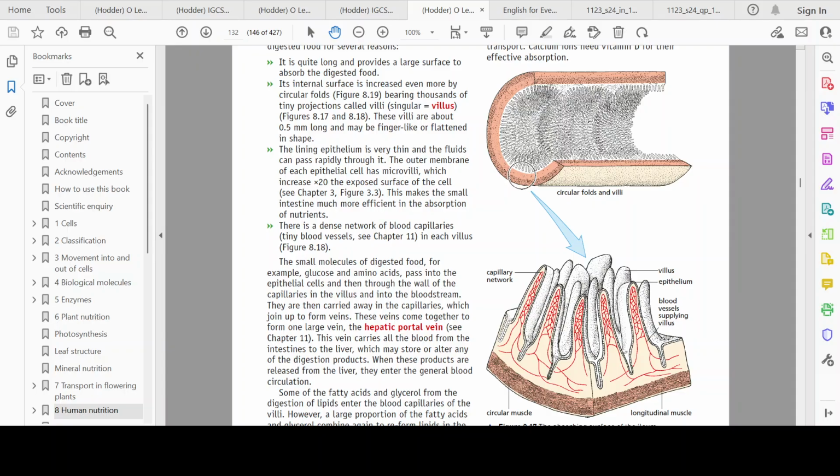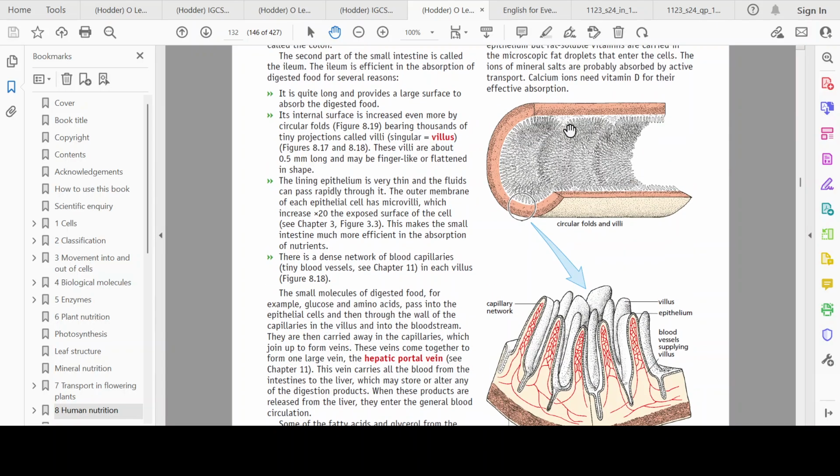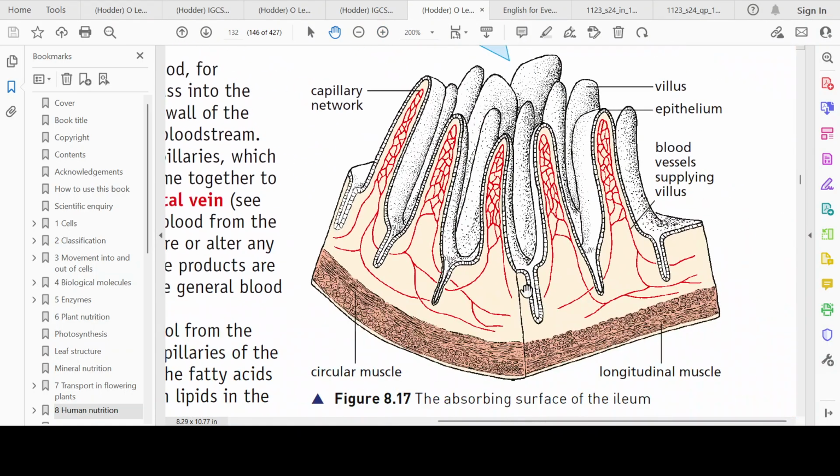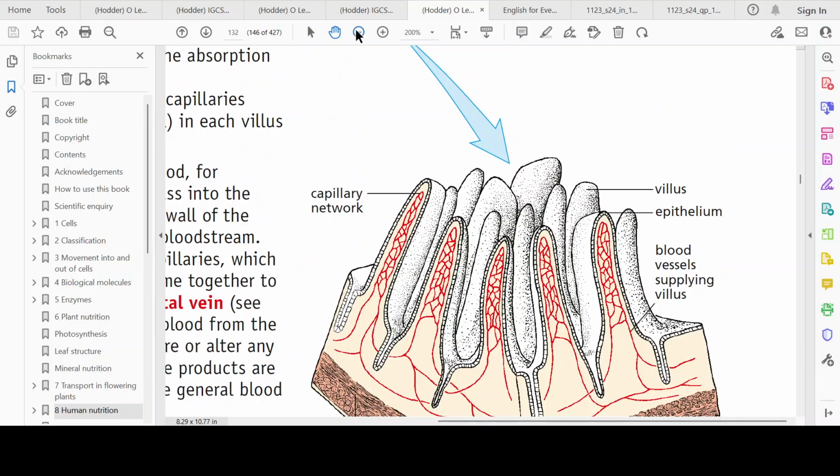Right, so as you can see here, this is part of the small intestine, and you can see that the inner surface is very much folded. Those folds zoomed in give you the villi, and you can see the red lines over here. That's the dense capillary network. And also if you zoom in, you can see that single layer of cells, the epithelium made up of the epithelial cells, the longitudinal and circular muscles for peristalsis, and then the capillary network that's giving you the blood supply.